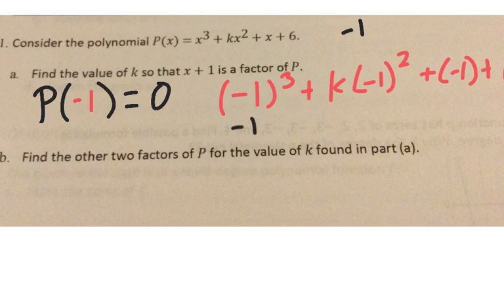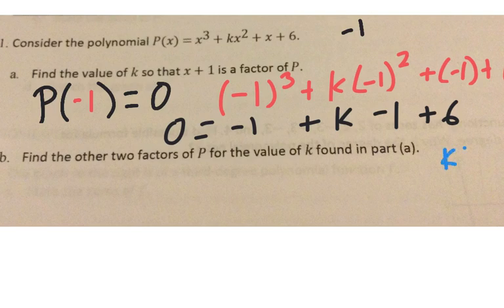This would be negative 1. This would be 1k. This would be negative 1. This would be 6. And this must be equal to 0, remember? So negative 1 minus 1 is negative 2. Negative 2 plus 6 is 4. So I've got k plus 4 equals 0, which means the k value must be negative 4. The reason I could solve this is because once I plugged in negative 1, I only had a single unknown. When I have one unknown, I can just solve, get it by itself. So I found the k value, it must be negative 4.